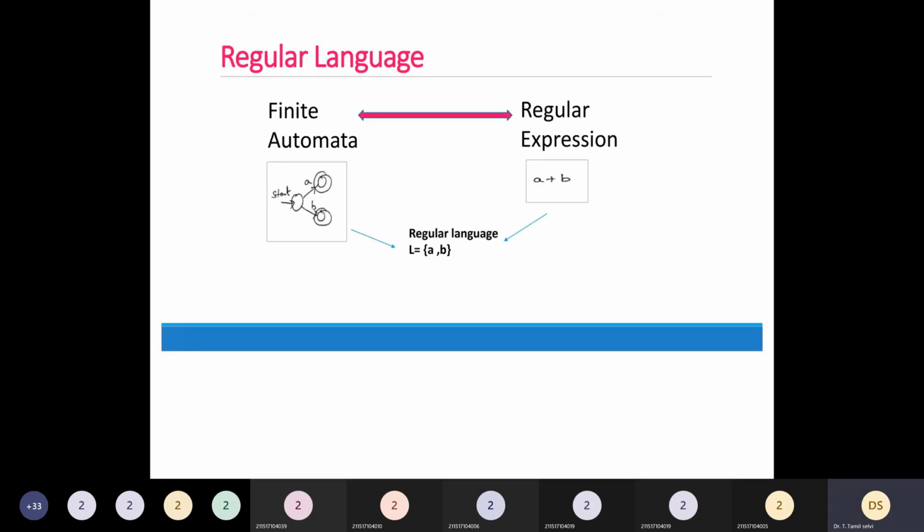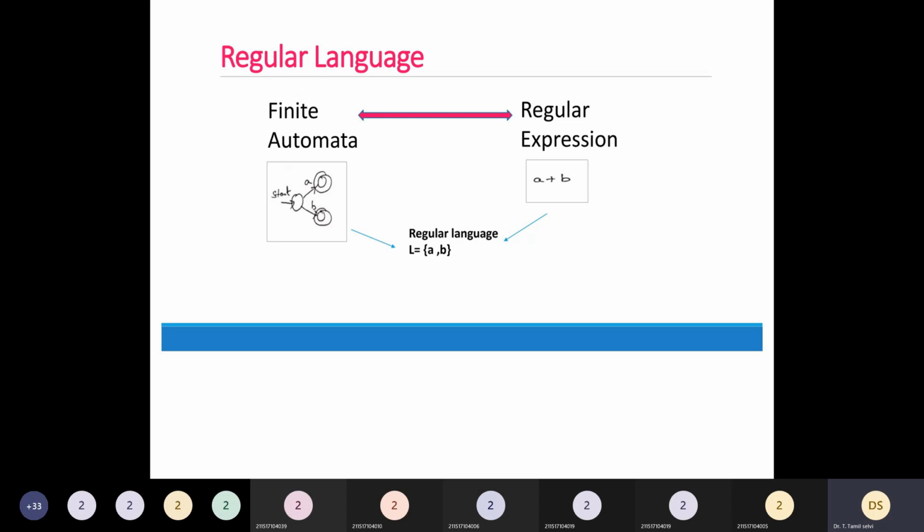Okay, so this is the conversion, that is from finite automata you can write the regular expression, and from regular expression you can draw the finite automata. So the finite automata and the regular expressions are equal.